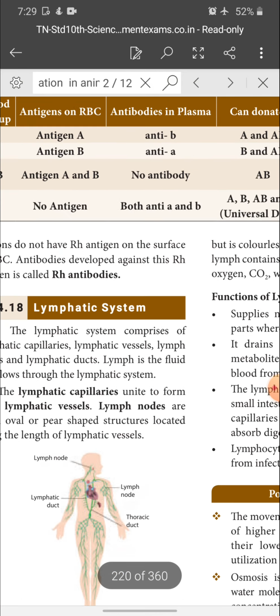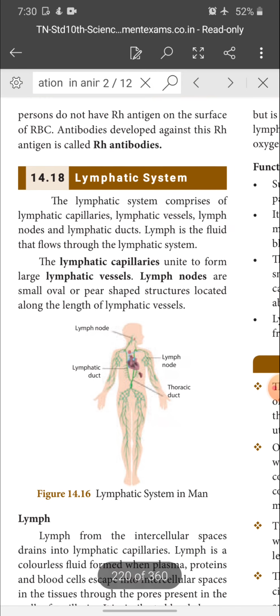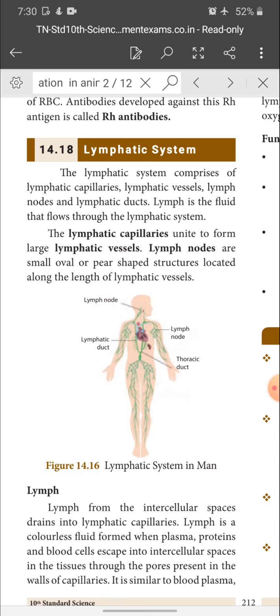Okay. Next, lymphatic system. The last topic of this lesson. The lymphatic system comprises lymphatic capillaries, lymphatic vessels, lymph nodes and lymphatic ducts. So these are the organs involved in the lymphatic system. Lymph is the fluid that flows through the lymphatic system. Like blood flows through blood vessels, in the same way lymph flows through the lymphatic vessels.